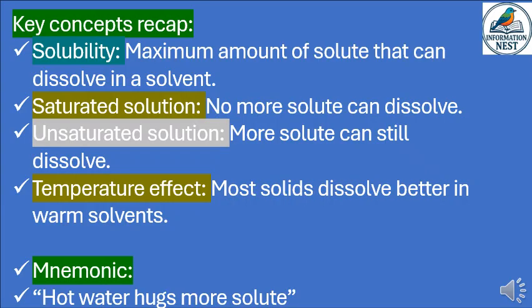Why did the cold water refuse to dissolve the sugar? Because it wasn't feeling sweet enough. So, whether you're mixing salt, sugar, or science, remember temperature, concentration, and saturation are the keys to understanding solutions.